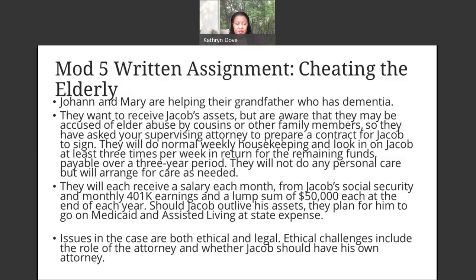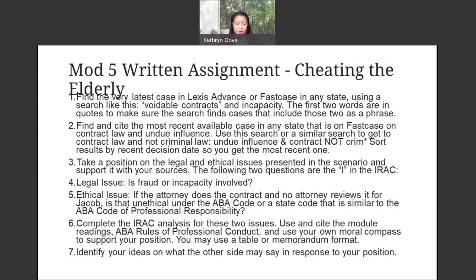So the issue in this case: would the attorney be violating any ethical rules by assisting in the creation of such a contract? Should Jacob, their grandfather, have his own attorney? And would an agreement like this be enforceable?